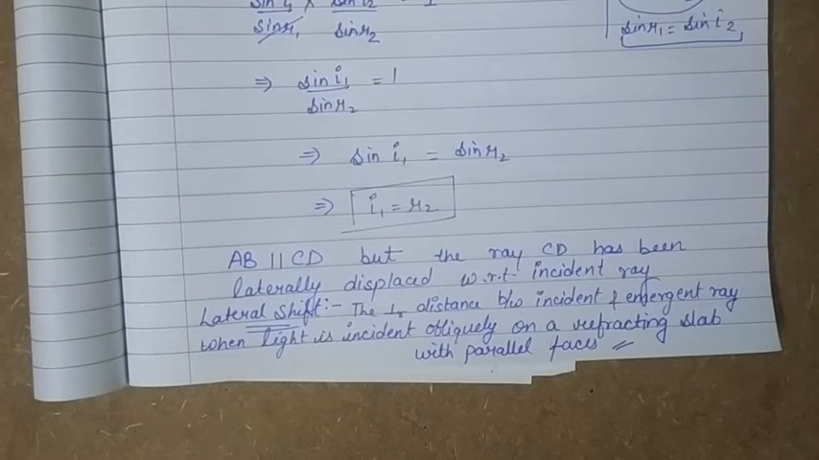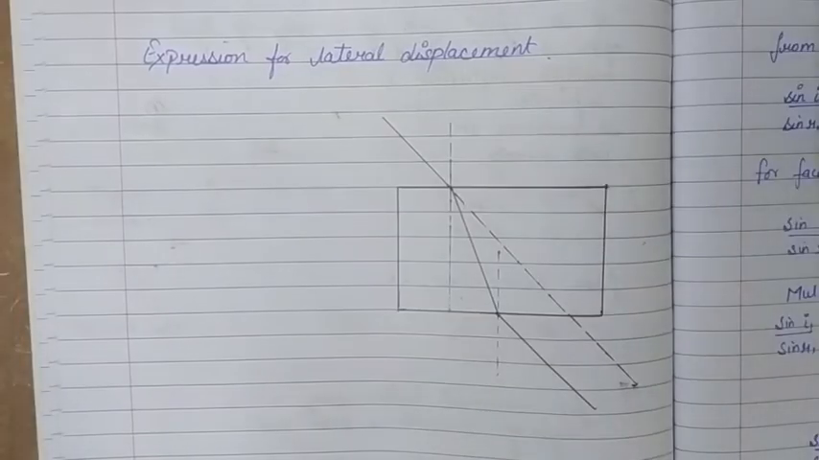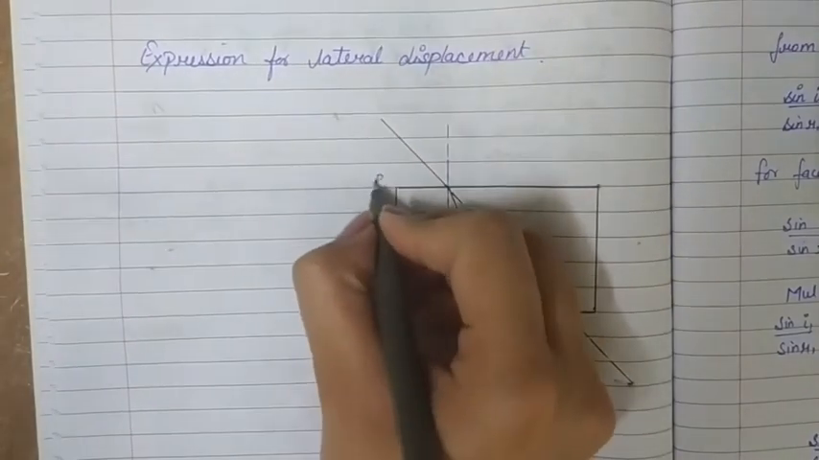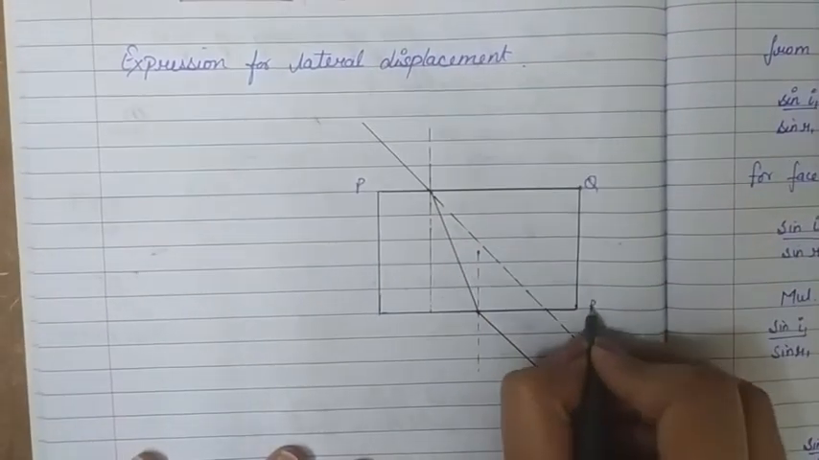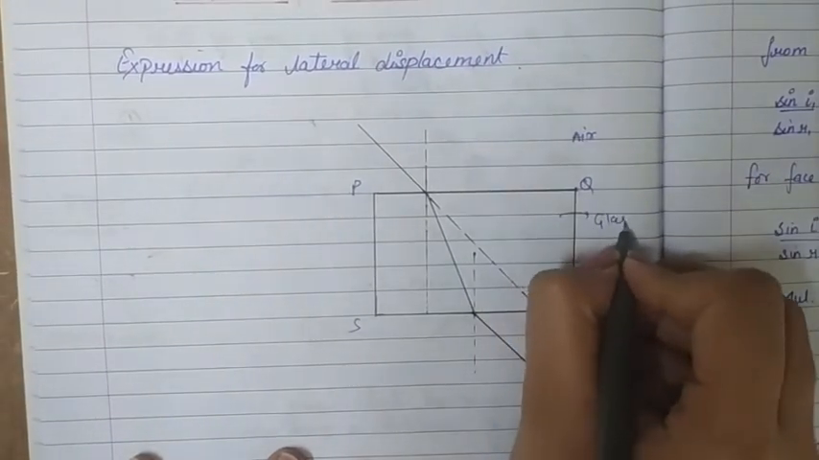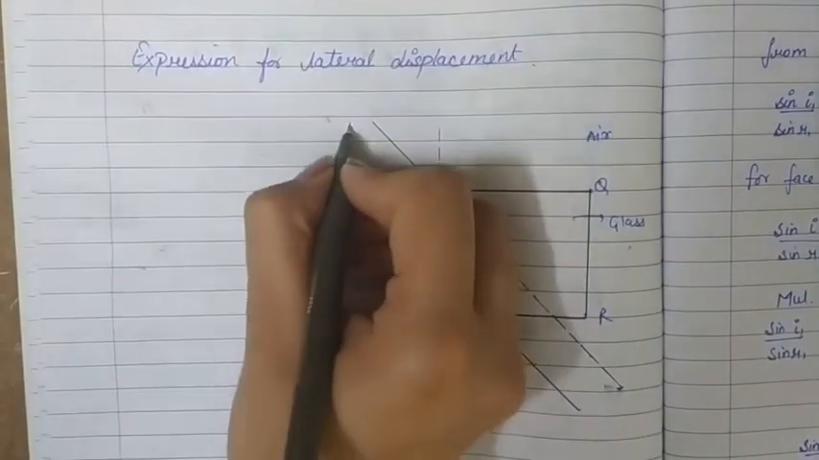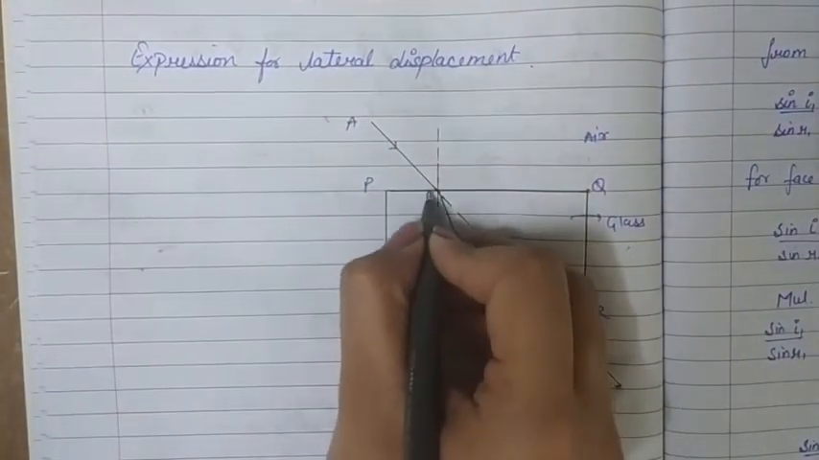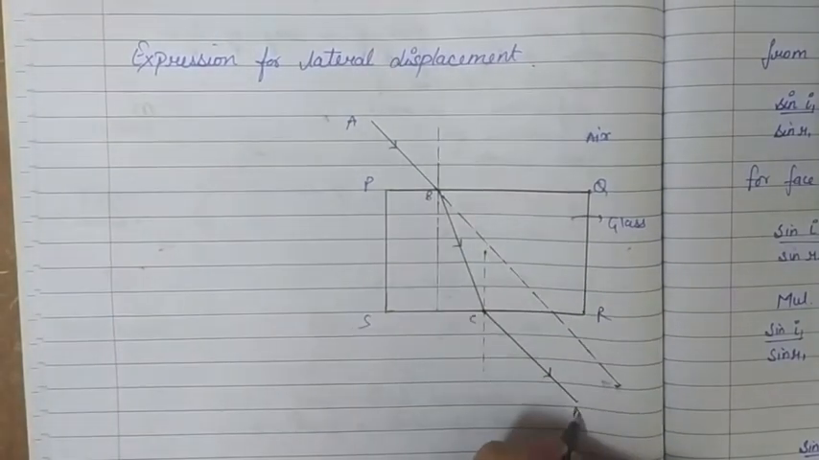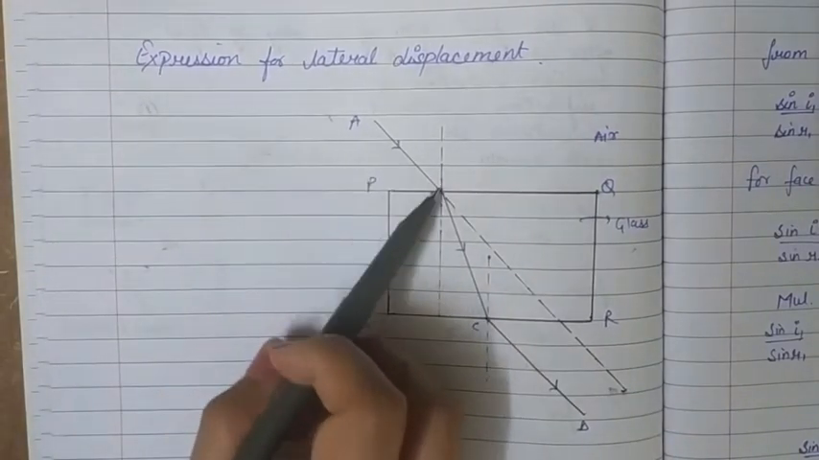So now we know that there is some lateral displacement, but what is its expression, how can we find that? So we are going to find an expression for this lateral displacement. To find the expression, I again consider a glass slab, let it be PQRS, and the medium here is air and this is a glass slab, so the medium is glass, and light ray passes from A to B and then B to C and then from C to D. So the path of the ray is shown by A, B, C, D.